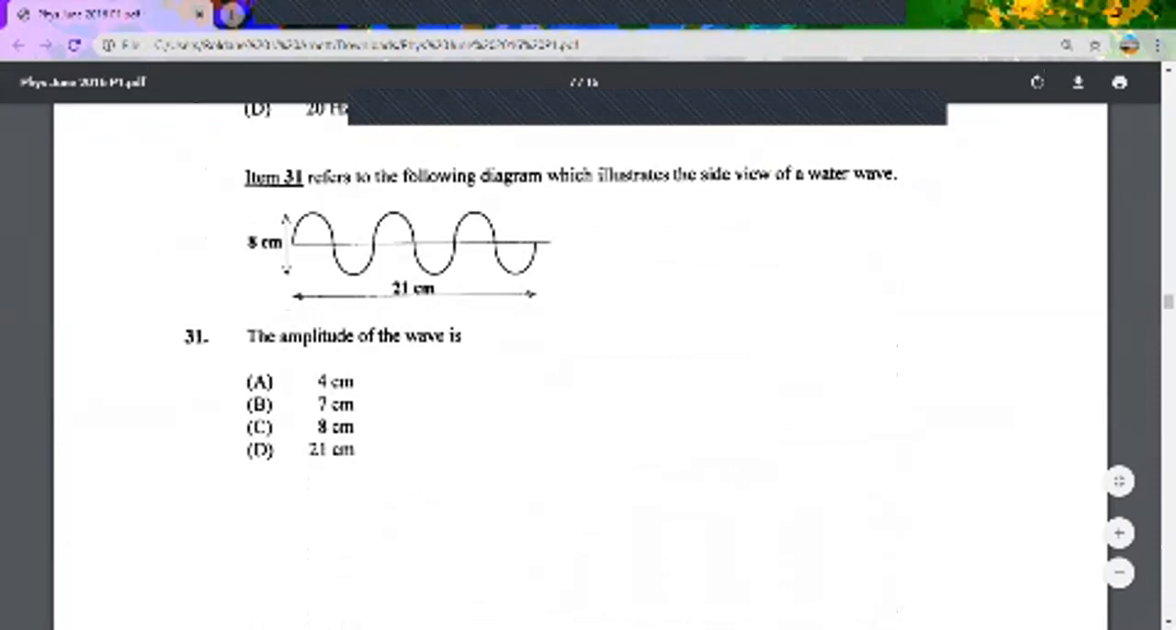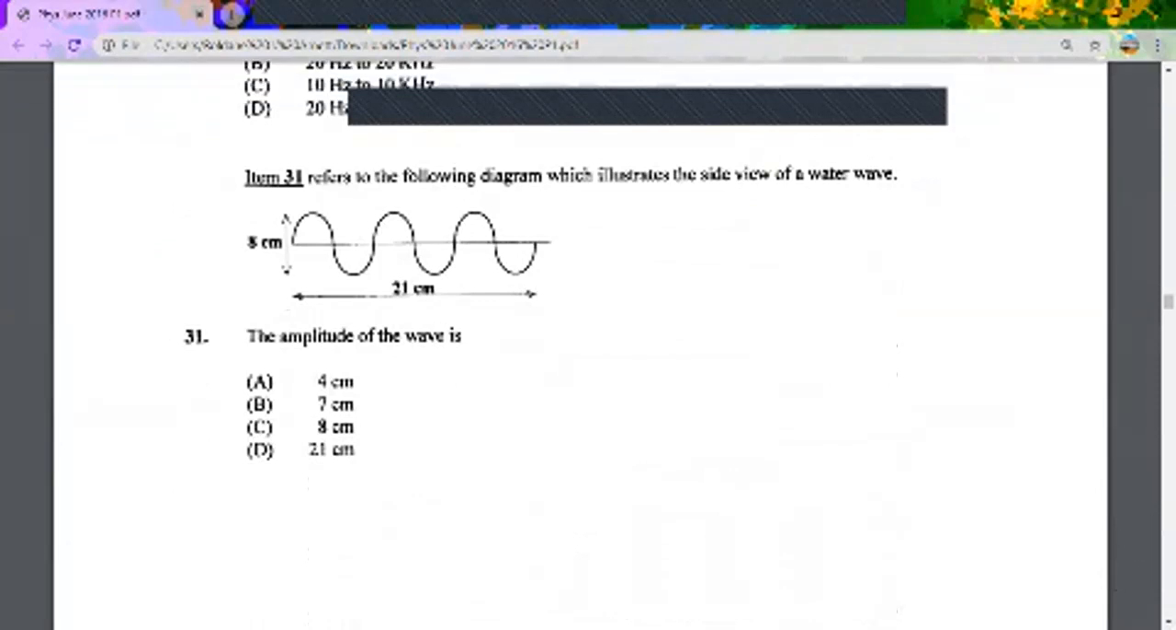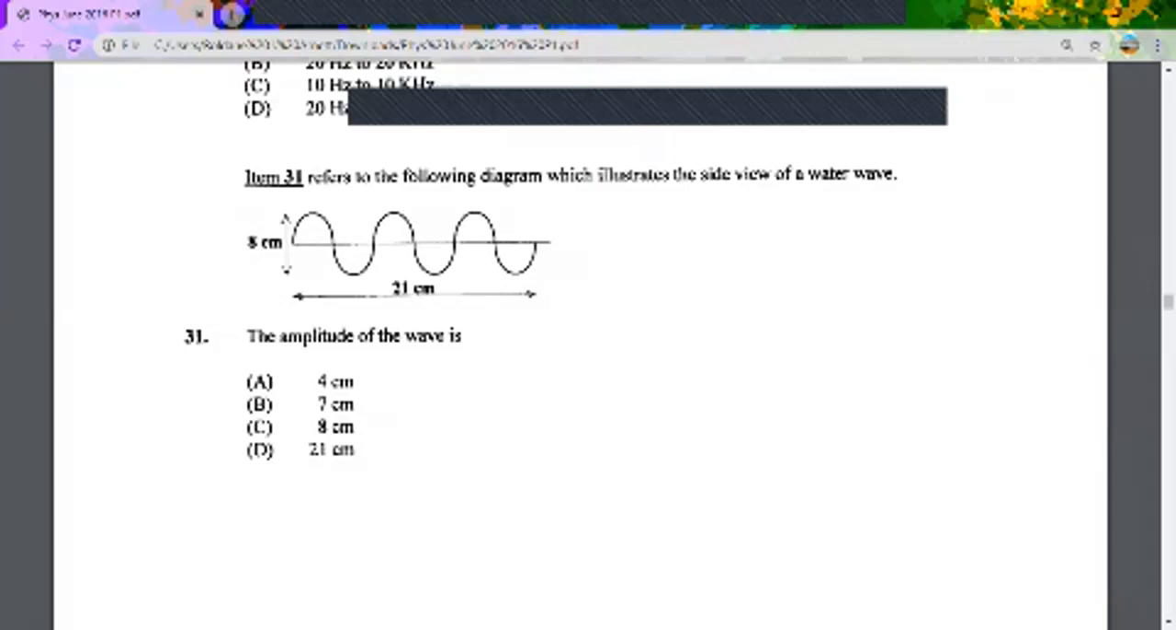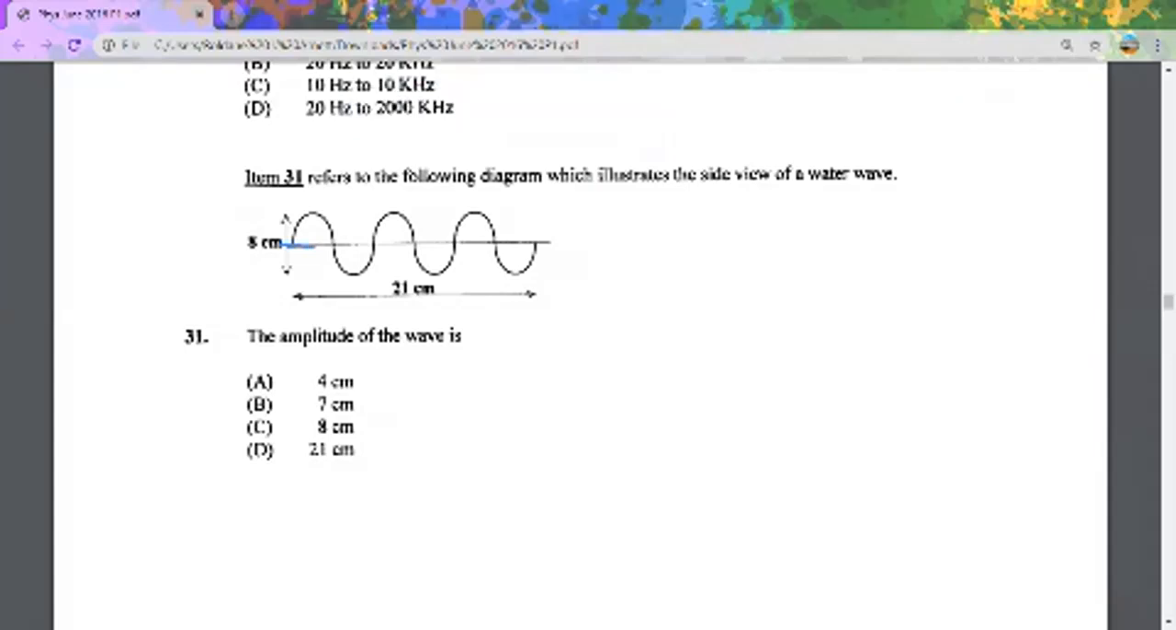31. The amplitude of the wave is... so let us look at it. We have this arrow right here, and the arrow is 8 cm, and it seems like this horizontal line would cut the arrow right in two. Therefore, at this end, from the blue line here, would have to be 4 cm, and then you'd have another 4 cm down here. So the answer for the amplitude is 4 cm.